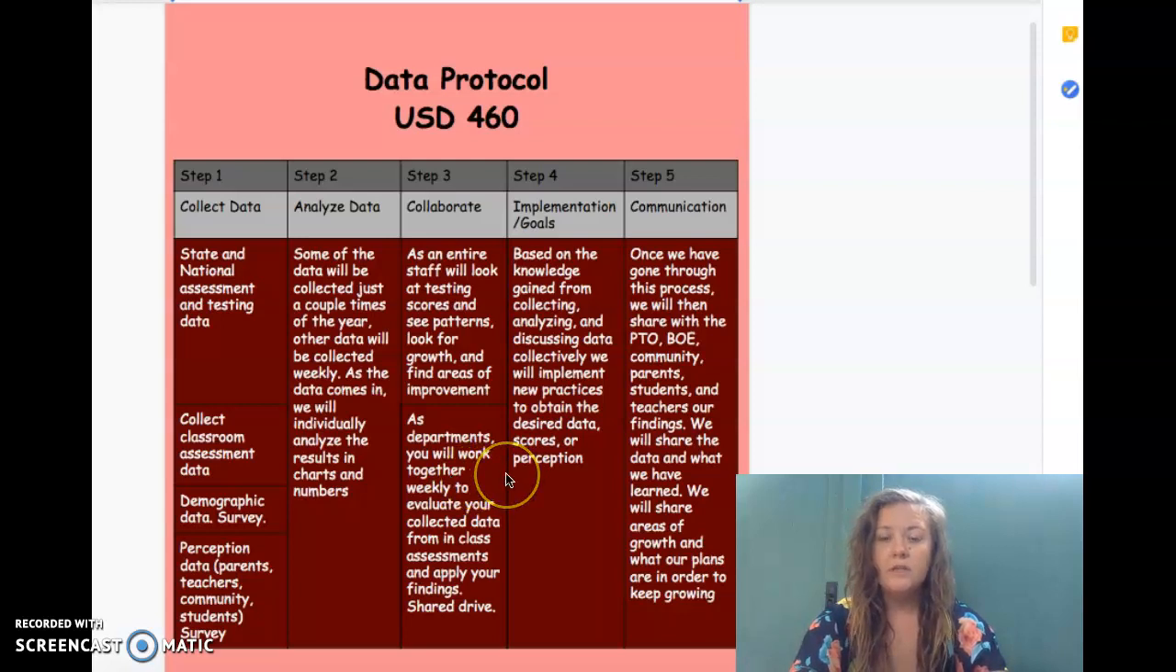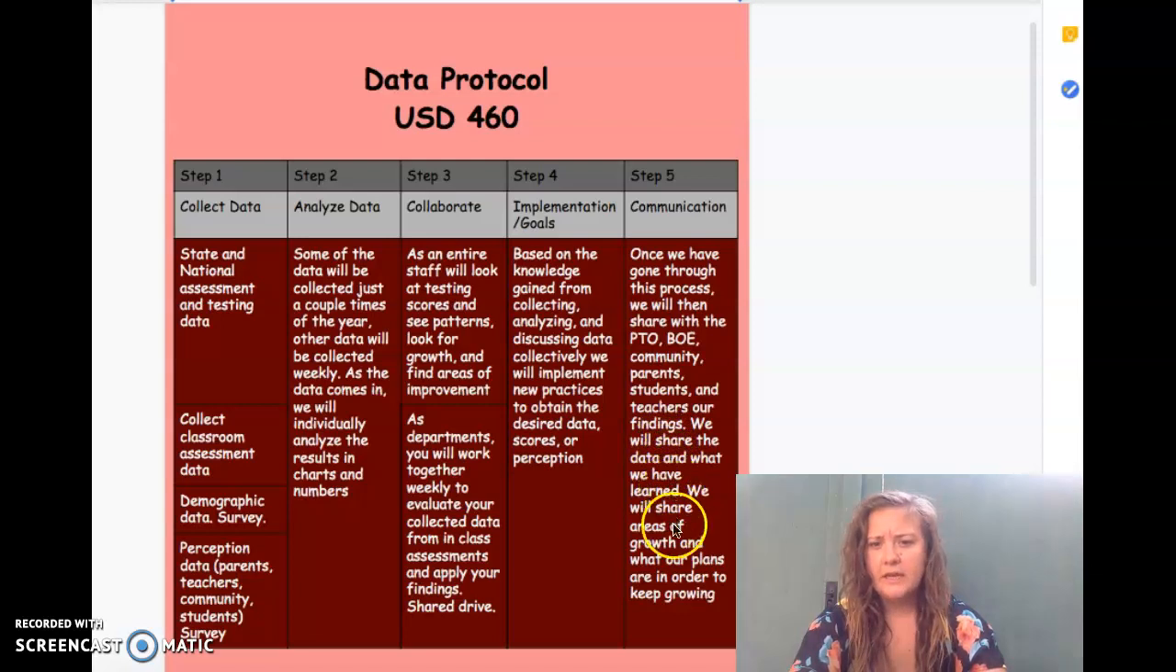And then the next step is going to be implementation and goals. So based on the knowledge that we've gained from that data, how are we going to implement new practices, strategies, resources in order to obtain the desired data, whether that be via test score or perception, whatever that might be, for students, for teachers, parents, whatever that might be. And then the last step is going to be communication. Once we've gone through that process, we'll share the findings with the PTO, the Board of Education, the community, parents, teachers, students.